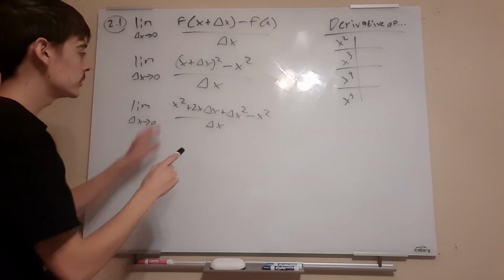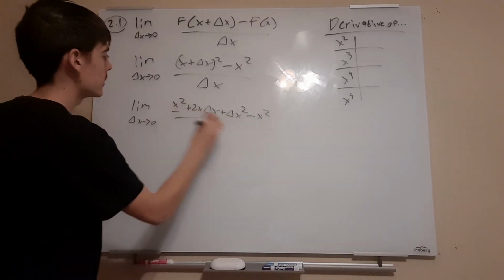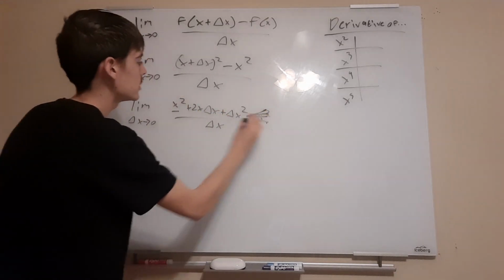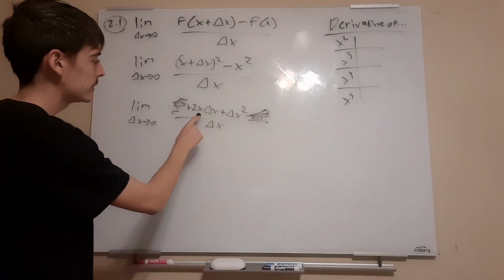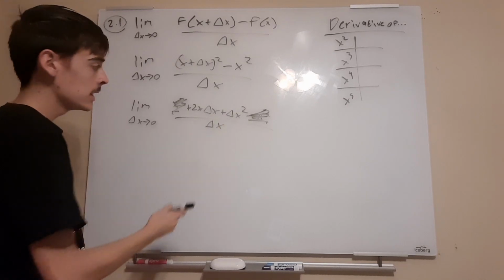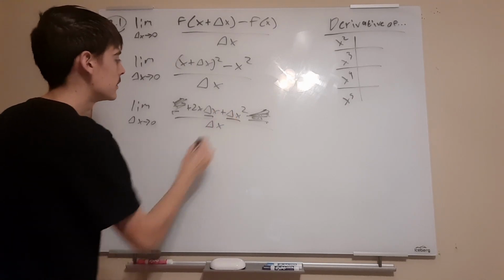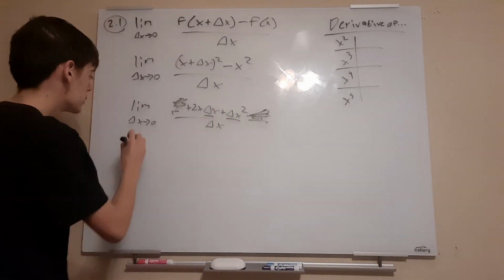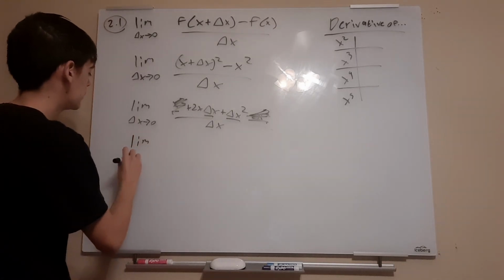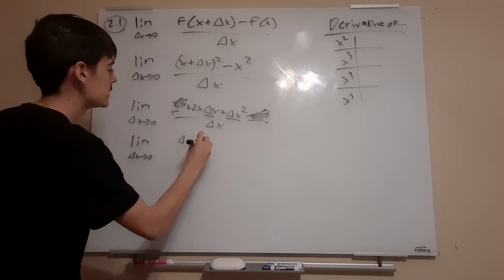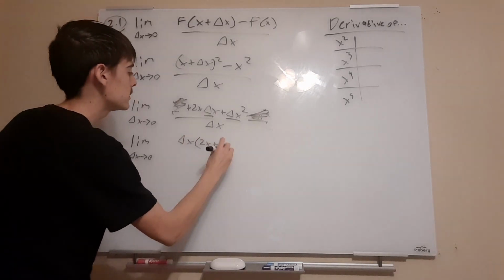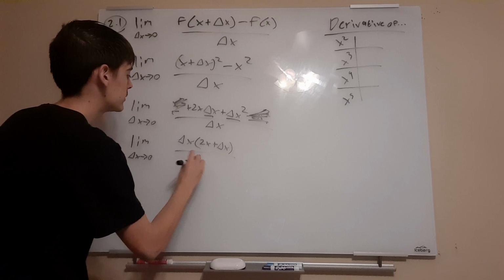Now, two things we're going to do in this stage. We're going to notice that we have an x squared and a minus x squared. So both of these terms just go bye-bye. They cancel. And with these two terms left, our 2x delta x and our delta x squared, we can notice both of them have a delta x in them. So we can factor that out. So it's going to turn into the limit as delta x approaches 0. We're going to factor out that delta x, and what's left is 2x plus delta x. And then it's still all over delta x.